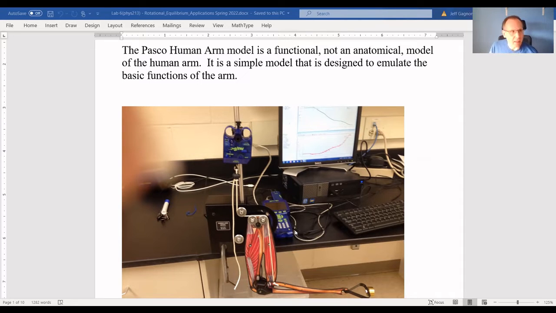And then the second application is going to be measuring the center of mass of the human body. So we're going to use rotational equilibrium to calculate the center of mass of the human body, and then we'll compare across gender as well. We'll do this for one male and one female in the class, and we'll compare across gender.